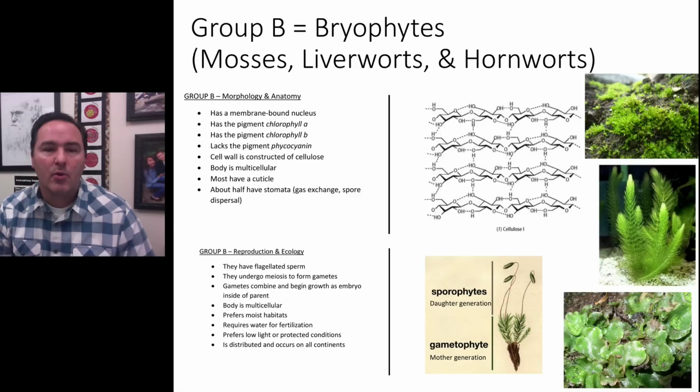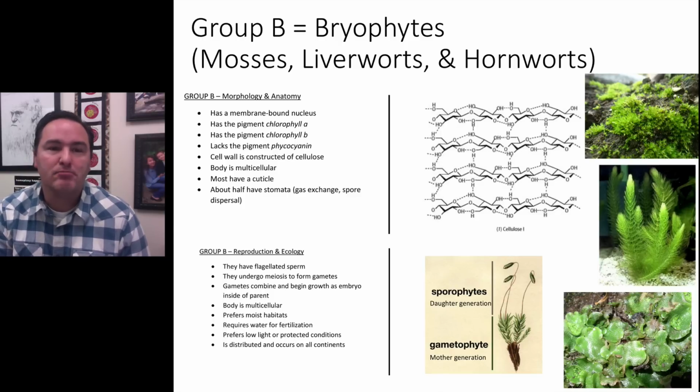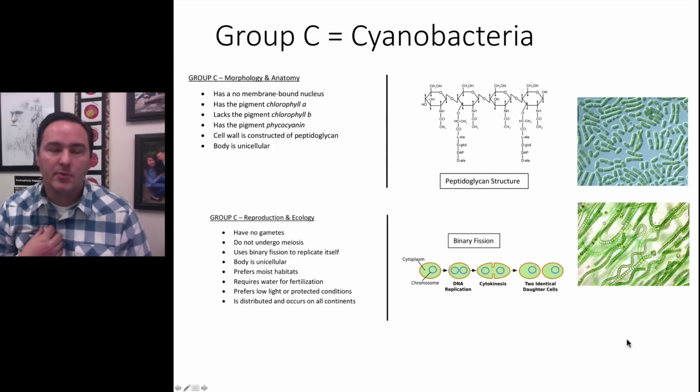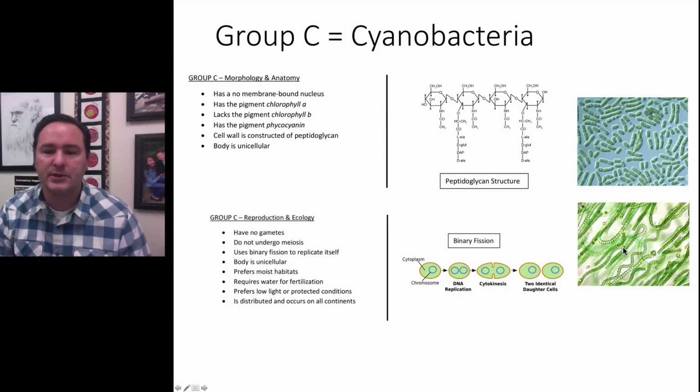Group B were the bryophytes, and the common names for the bryophytes are mosses, liverworts, and hornworts. So we have here the mosses, liverworts, and the hornworts. Group C were the cyanobacteria. So here's a couple pictures of some cyanobacteria, some that are more single, living more alone, and others over here that even start to become a little bit colonial. They start to connect to each other.